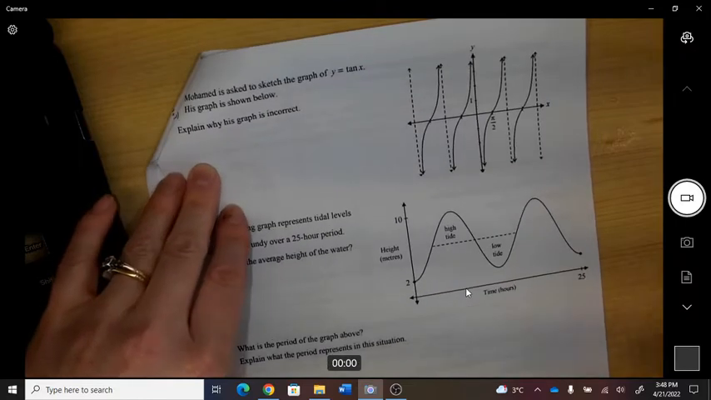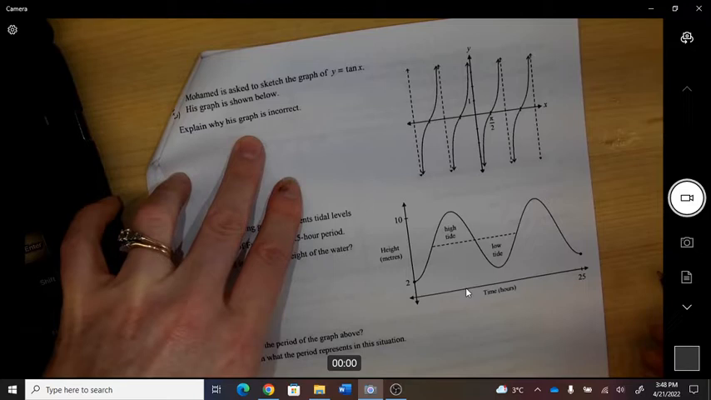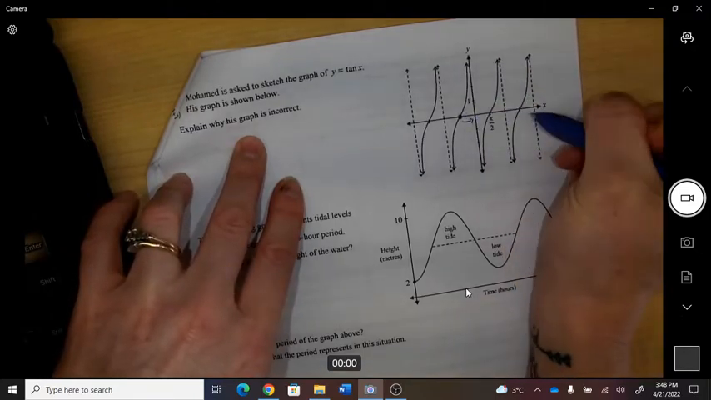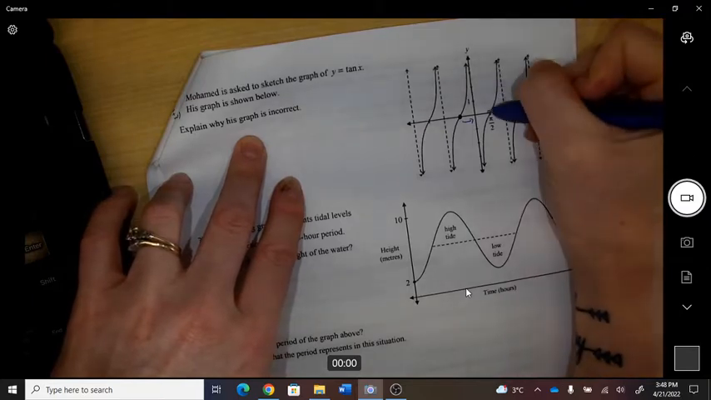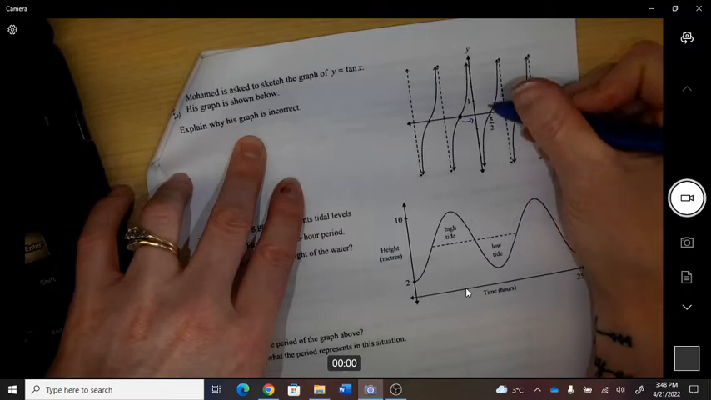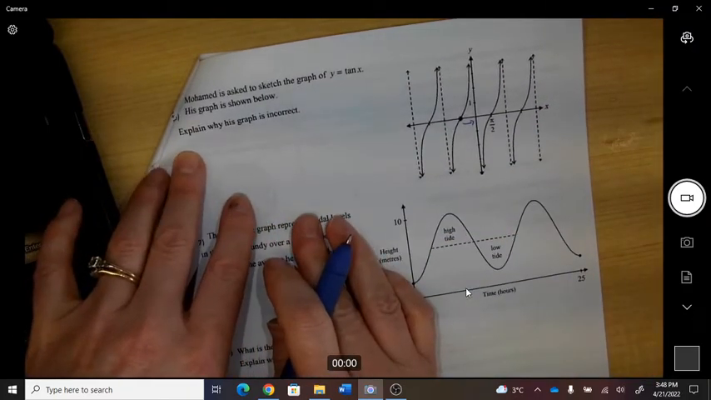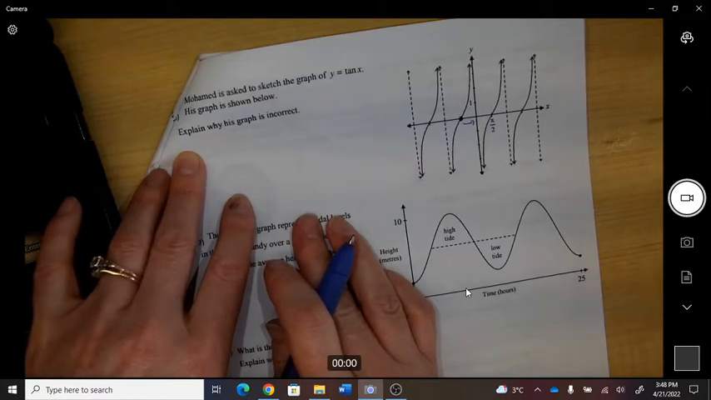Okay, this is somebody who graphed the tan curve. Why is it incorrect? So they have the wrong zeros. This should be at 0, and this should be at 90 degrees, or pi/2 should be an asymptote. So what's wrong about it? I think that they have it shifted wrong.